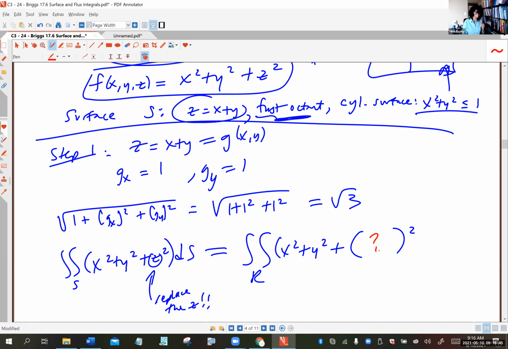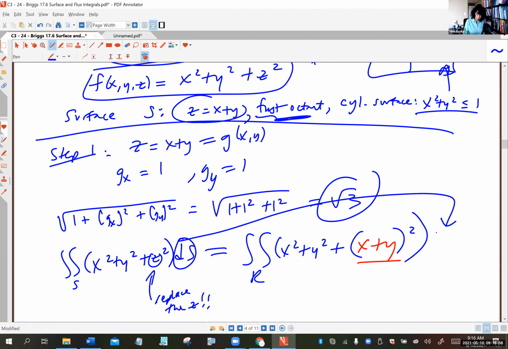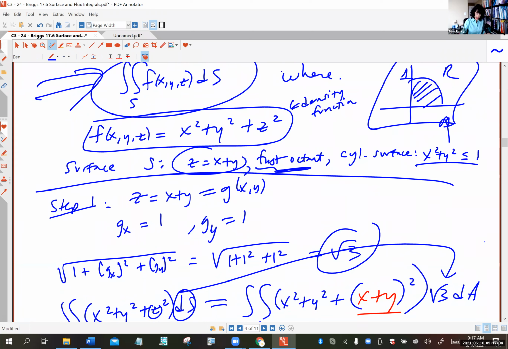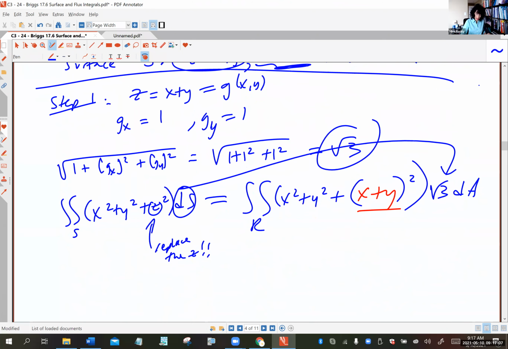What'd you get there? x plus y squared. Yes, you're going to go x plus y, and then that z is getting squared. And then you've got your surface area element. Don't forget, this dS ended up being square root of 3 dA. Perfect. Now, because the region is a quarter of a circle, it's good to convert to polar.